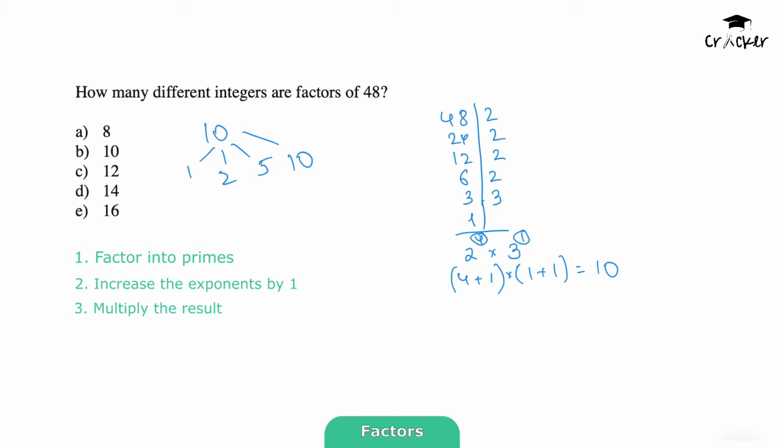Looking at the answer choices, the correct answer is 10. If you want to double-check, you can list out all the factors. Count them, and you'll see there are exactly 10. This method works for any number. Just factorize, adjust the exponents, and multiply. Mastering this technique will help you solve factor questions quickly and efficiently on the GMAT.